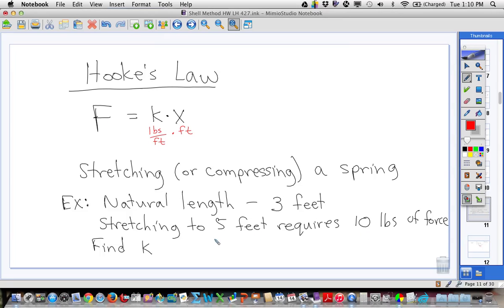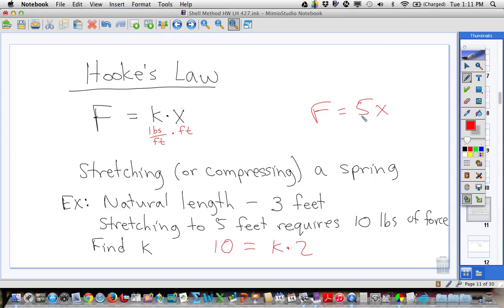It would be 10. Your force is 10 equals K times 2, right? So 2 feet is how far you're going to stretch it. You're going to go from 3 feet to 5 feet, so you're going to stretch it 2 feet. Now another way to think of the K is it's pounds per foot. So if you're going to stretch it 2 feet and it takes 10 pounds, you can just divide that and say, well, it's 5 pounds per foot. So your equation is going to be 5x for that particular one.